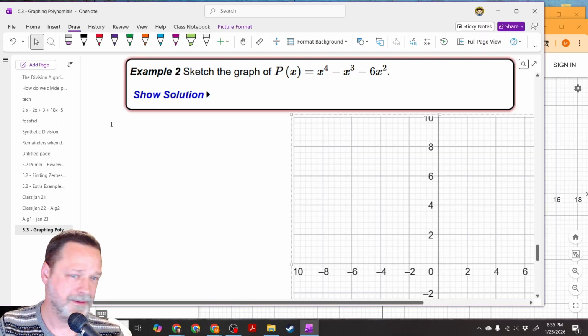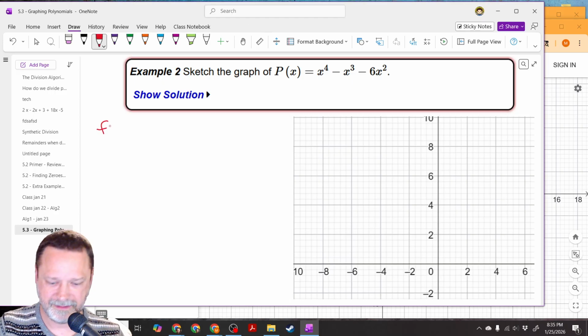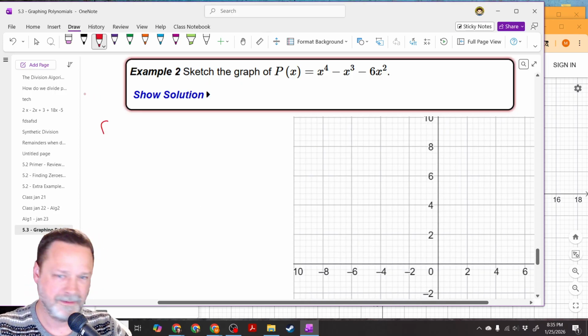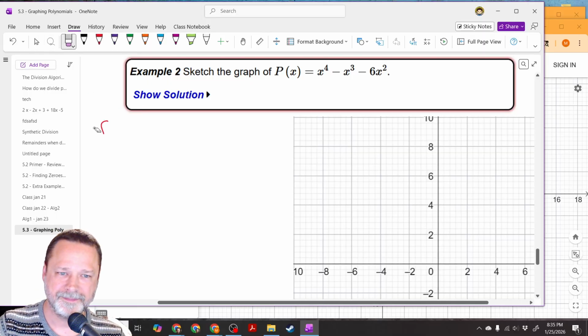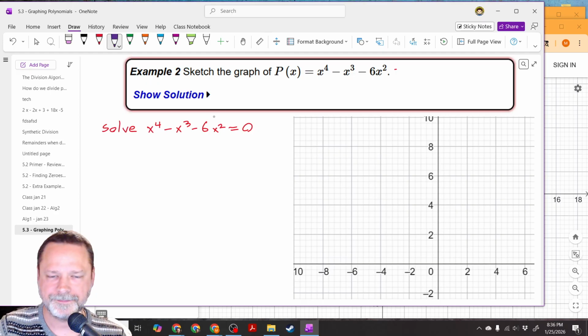So first off, what I need to do, find my roots. I'm sorry, p of x equals, where's p of x equals 0? So we need to make p of x equal to 0 and solve. So we need to solve x to the fourth minus x cubed minus 6x squared equals 0. All right, piece of cake.